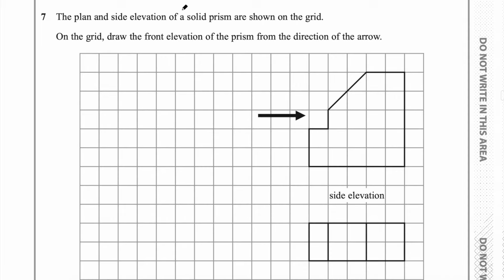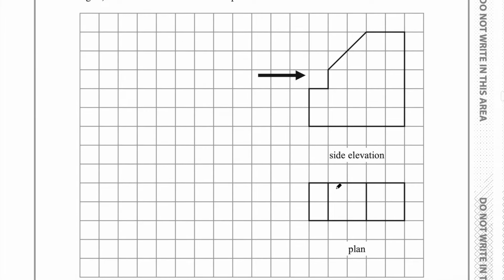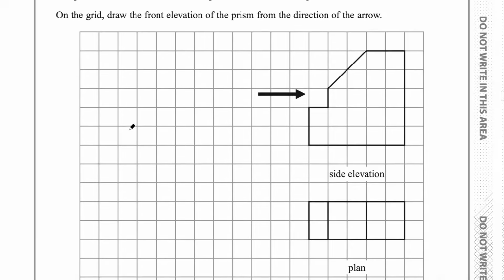Question 7 says the plan and side elevation of a solid prism are shown on the grid. On the grid, draw the front elevation of the prism from the direction of the arrow. Okay, so this is from the side and this is from the top. So the plan view means from above, and we need from the front.